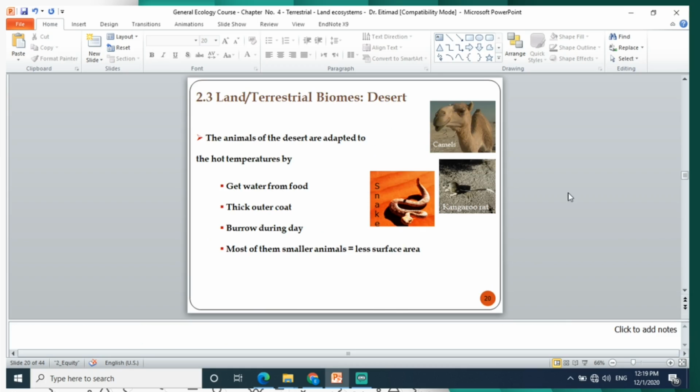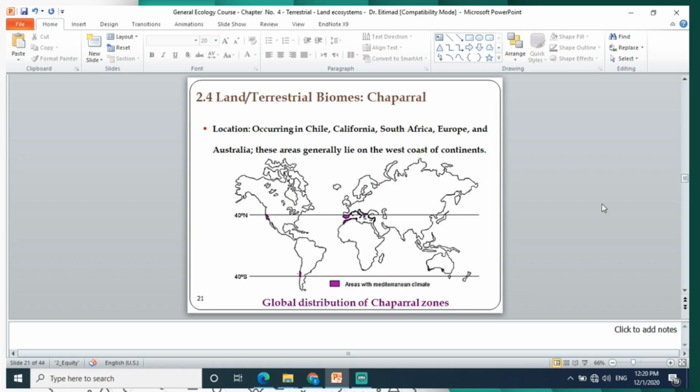Also, there are some animals in the desert, but because of the shortage of water and high temperature, they have specific adaptations. They get water from food, or they have a thick outer coat, or some of them can burrow underneath the ground or in cracks in order to protect themselves from the dryness. But most of them are smaller in size, as you can see, in order to have less surface area to reduce the evaporation. Our fourth biome, terrestrial or land biome, is chaparral.